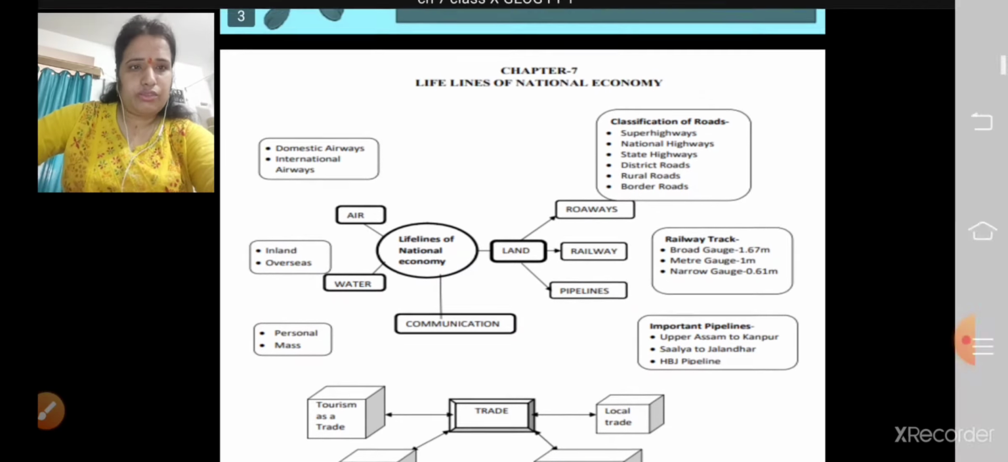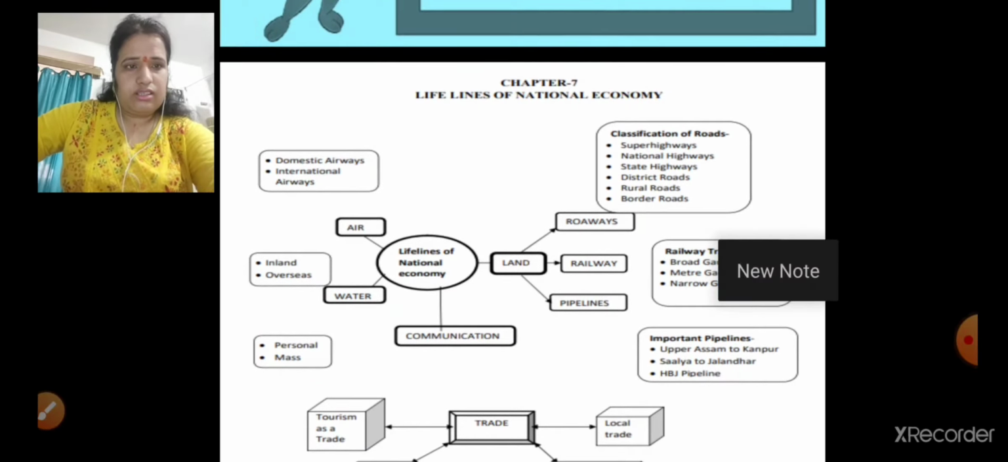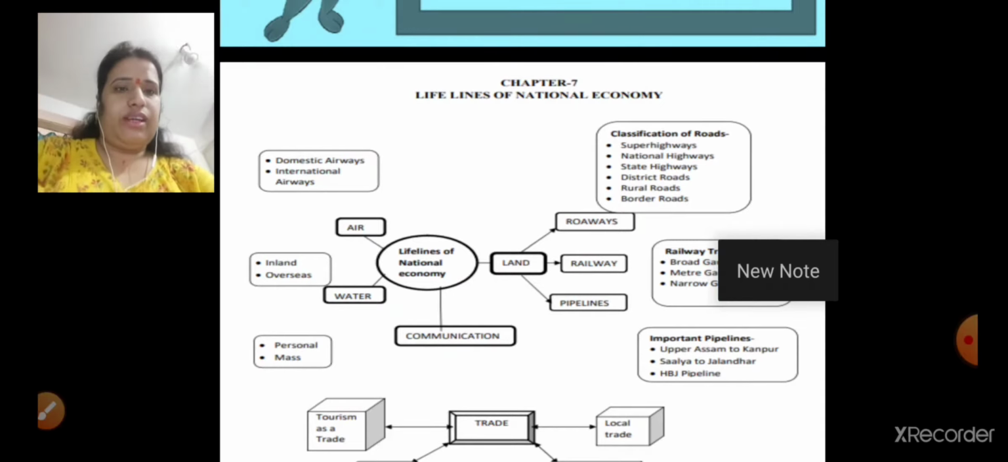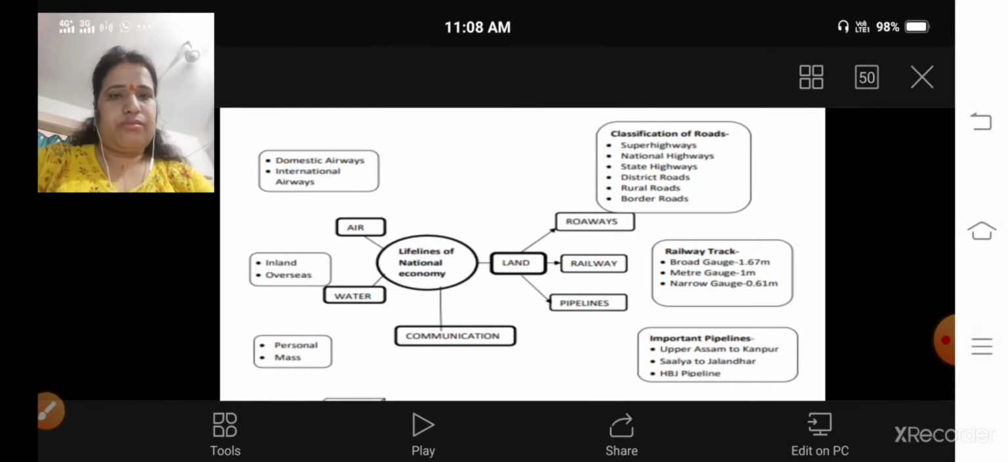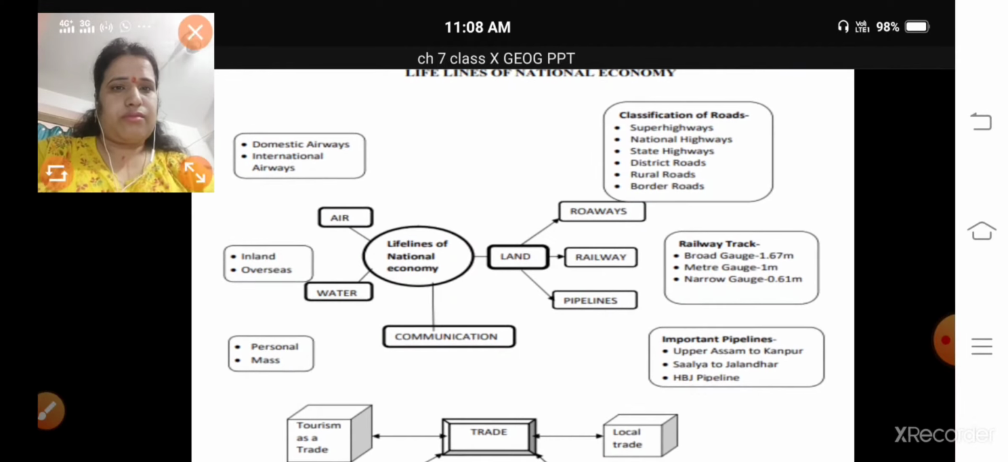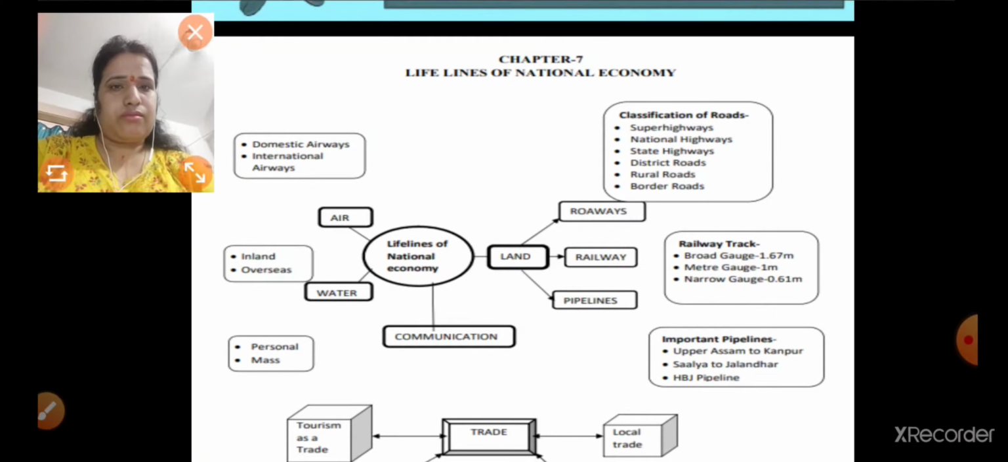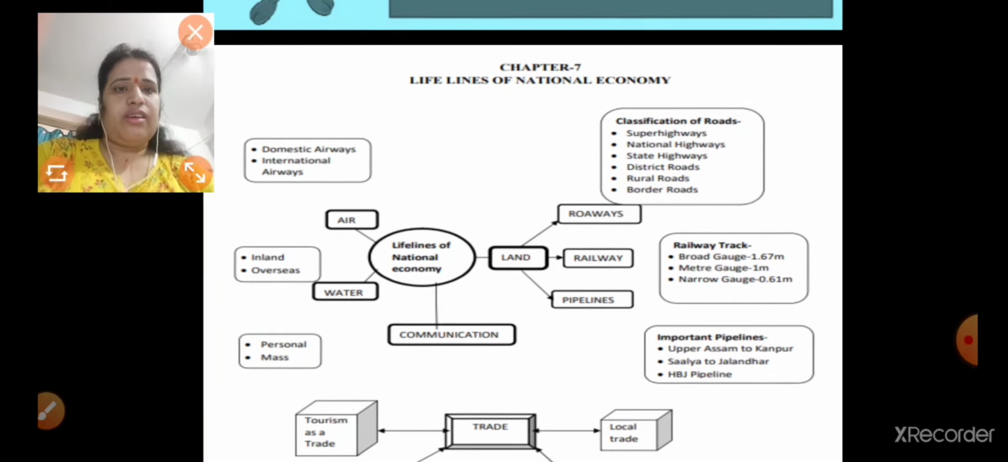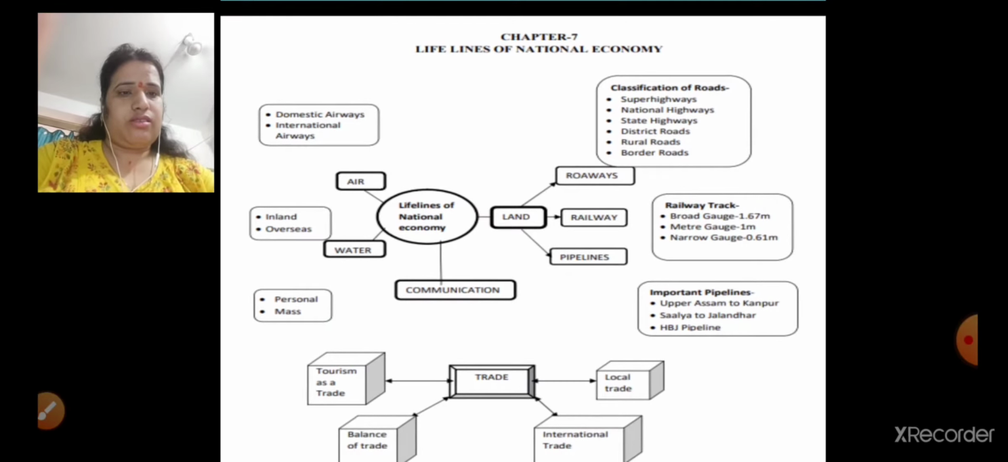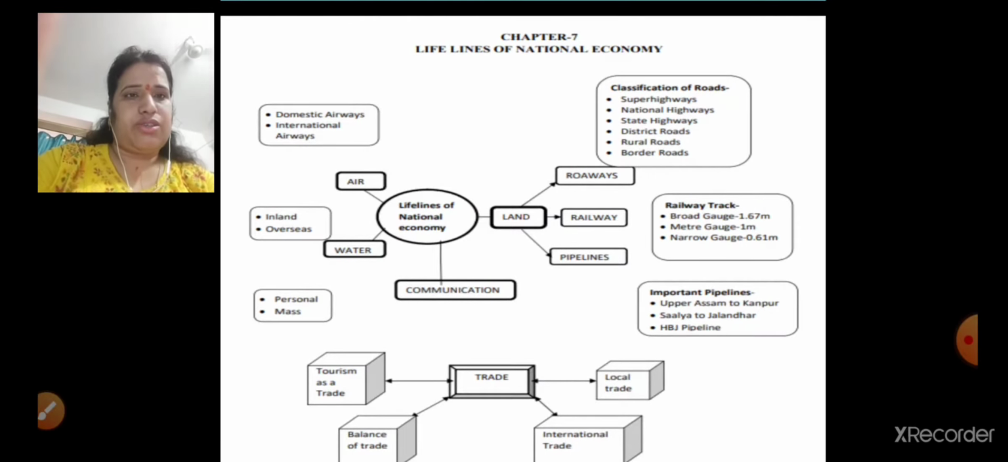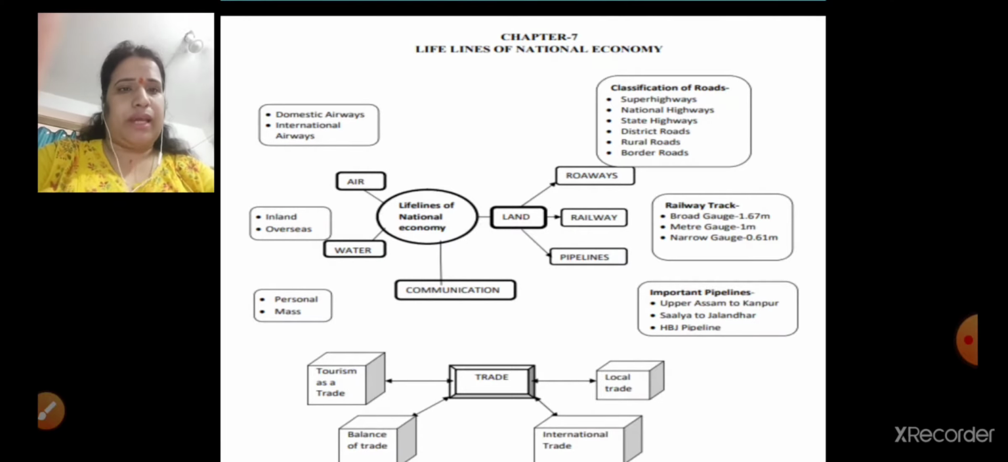This is a flow chart of your chapter, Lifelines of National Economy. Okay. This is the flow chart. First, lifelines of national economy: land. In land, we have roadways, railways, and pipelines. Then airways, water, and communication. Then in water, inland and overseas. In air, there are domestic airways and international airways.